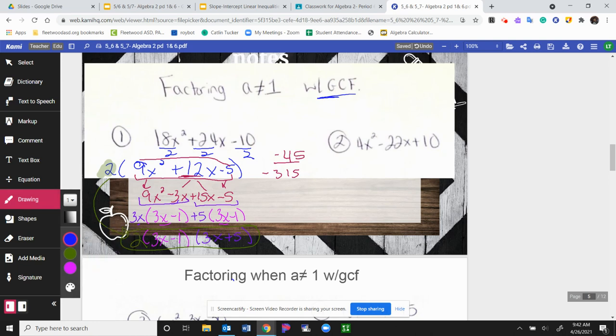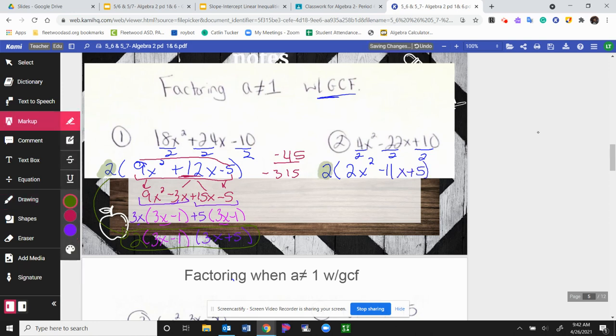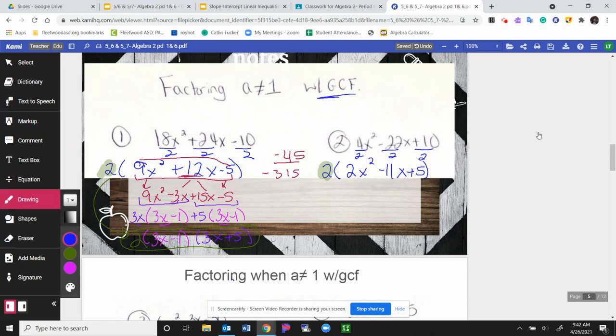Number 2, 4x squared minus 22x plus 10. So we always look for that greatest common factor first. If you look, each of these can be divided by 2. So that is our greatest common factor. What we have left then is 2x squared minus 11x plus 5. Again, I'm going to just remember that's out there, but ignore it, and I'm going to continue to go through and factor this.